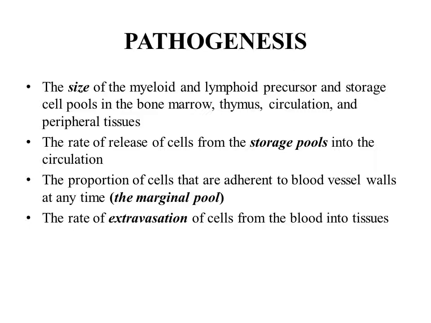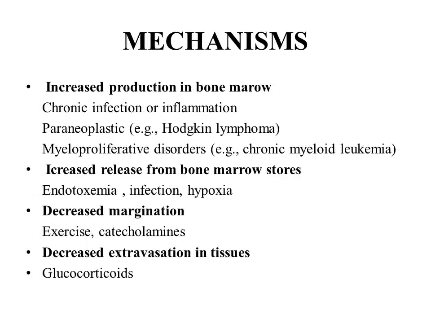Another mechanism, the rate of extravasation of the cells from the blood into the tissues. Now they are performing their function in the peripheral blood and then they can finish. They will go into the tissue. When this extravasation is increased or decreased, this can result in changes in the TLC. Now the same mechanisms in a bit more detail.